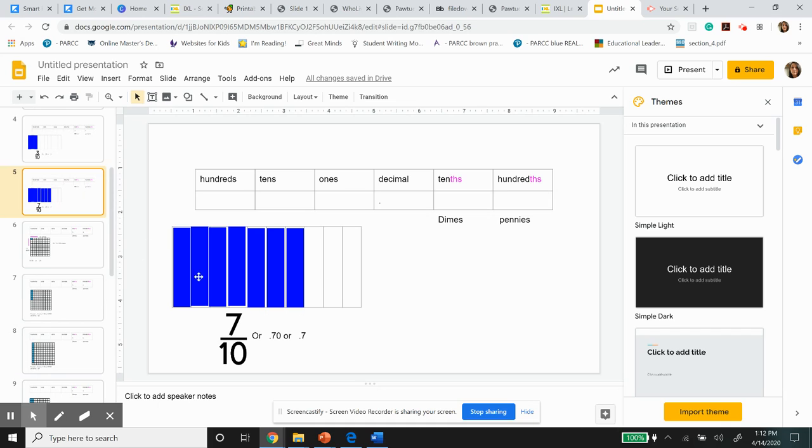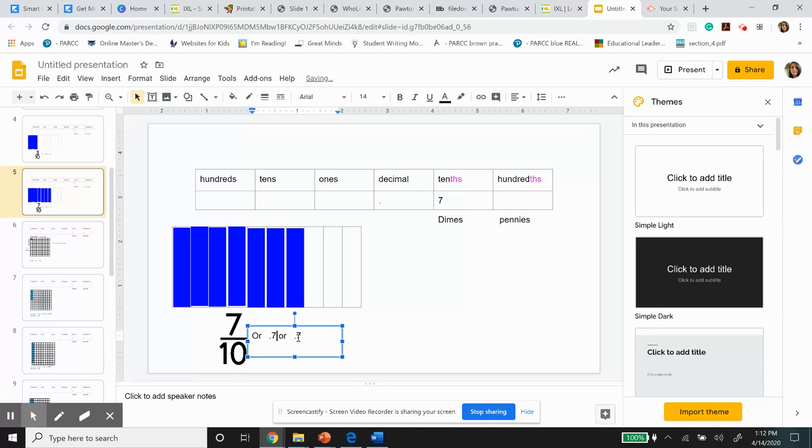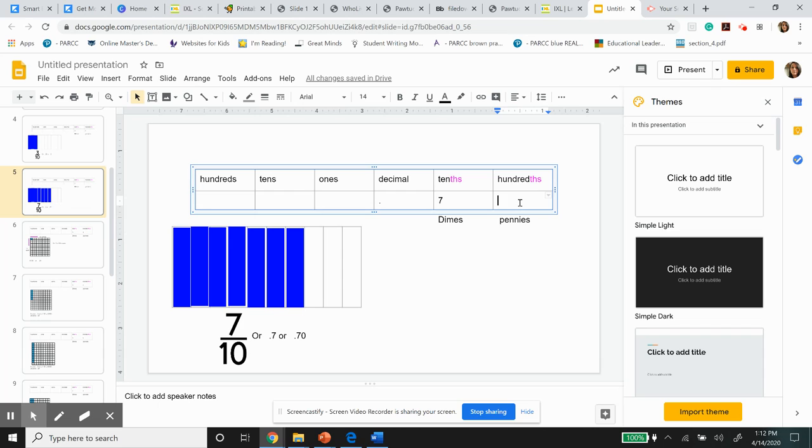Here, 7 out of 10 are colored in. I should put them, so 7/10. We'll do it this way. Well, 7/10 or 70 hundredths. The zeros there, right? Those are equivalent.